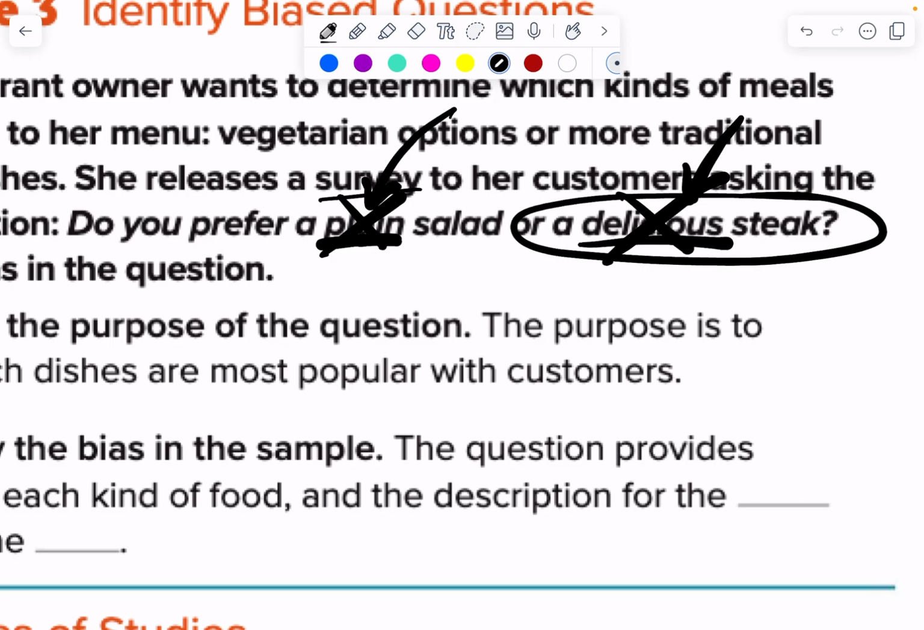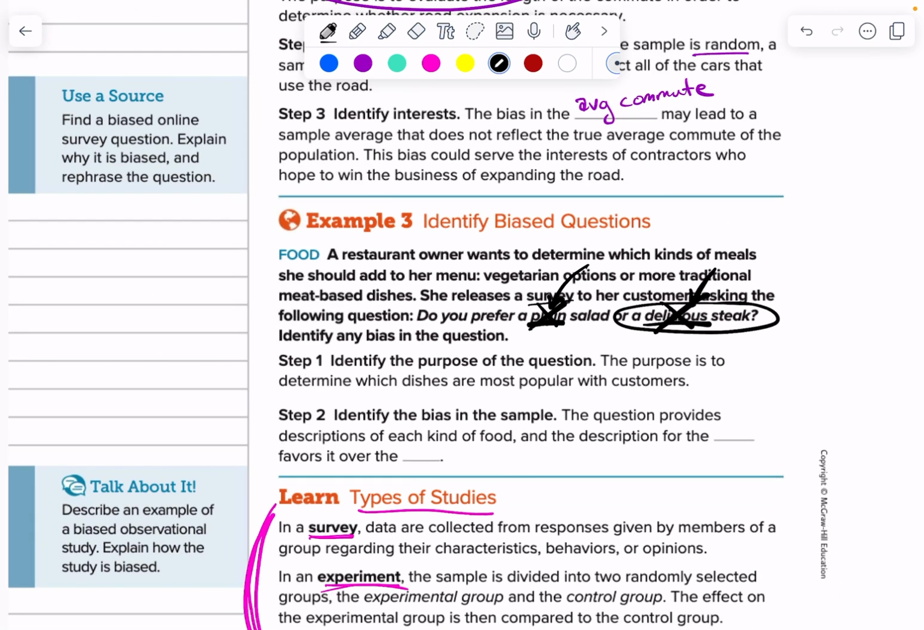So the wording of the question is not very good. The question provides descriptions of each kind of food, and the description, delicious steak, favors it over the plain salad. So wording is important.